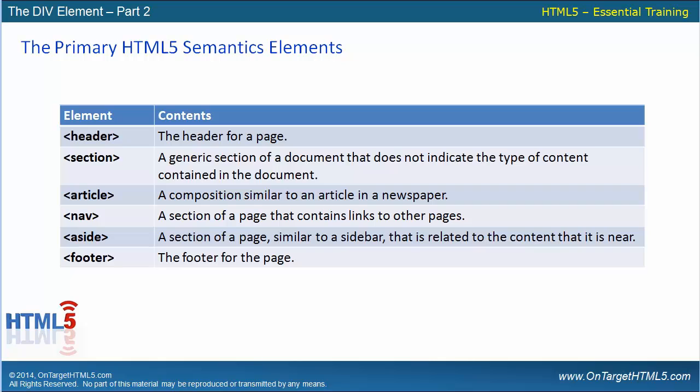I mean, this is taken right out of the specifications guide. It's just a generic section of our document. It's a particular section where everything in that section pertains to the topic. Article is a composition similar to an article in a newspaper. Nav is a section of the page that contains links to other pages or navigation. Aside is a section of a page similar to a sidebar that's related to the content that it's near. In other words, the aside is normally related to an article or a section that it resides next to on the HTML page. And then the footer is for the actual footer of the page.